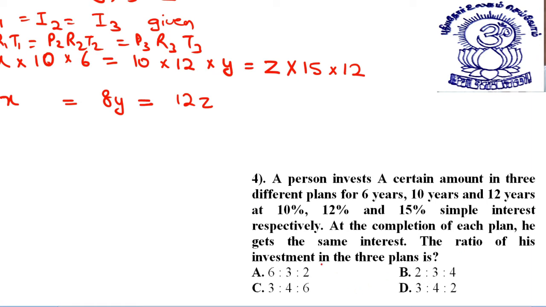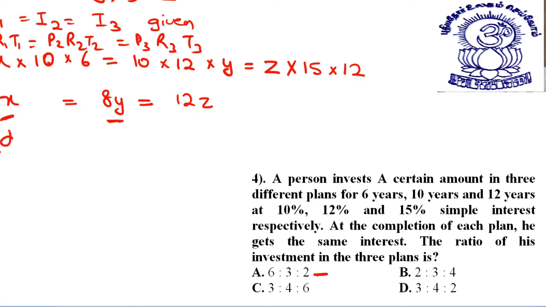The ratio of his investment in the 3 plans is, students, one thing is clear, that this part is double of this part. Getting it? If you just look at x by y, there are 2 ways of solving it. One thing I'm saying is that this part is double of this part. In which option is the second part half of the first part? So this is my answer. Let me show you in detail. This is 4x, 8y is equal to 12z.